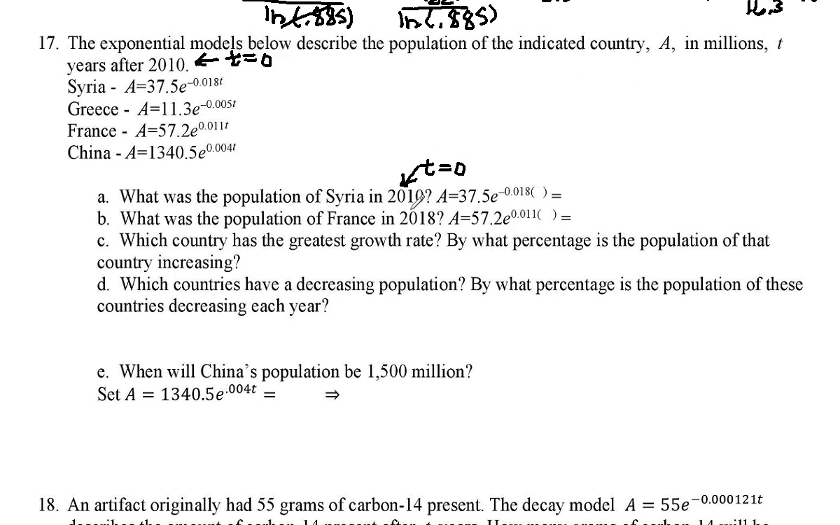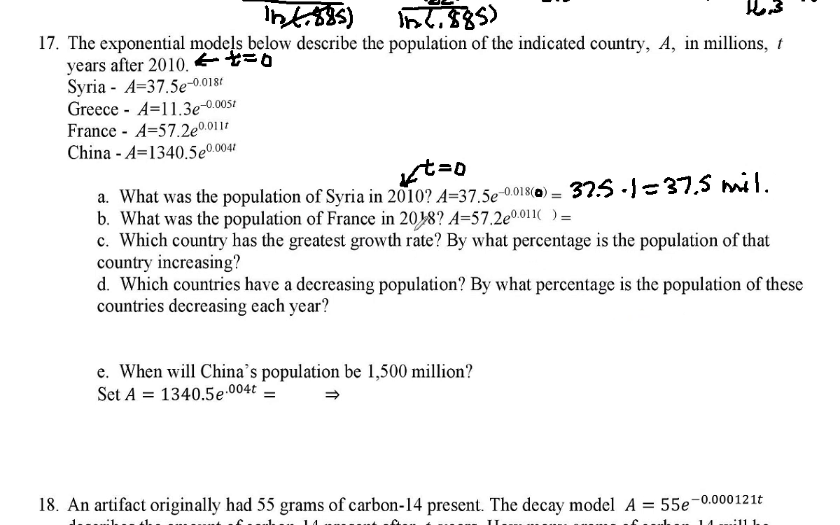So Syria in 2010, we plug in 0 for t. So it's 37.5 e to the negative 0.018 times 0. Well, this will be e to the 0 power, which is 1. So that's 37.5 times 1, which is 37.5 million. So 37.5 million at the start.